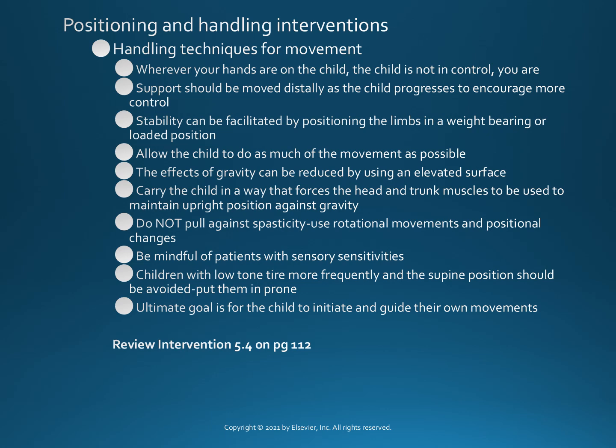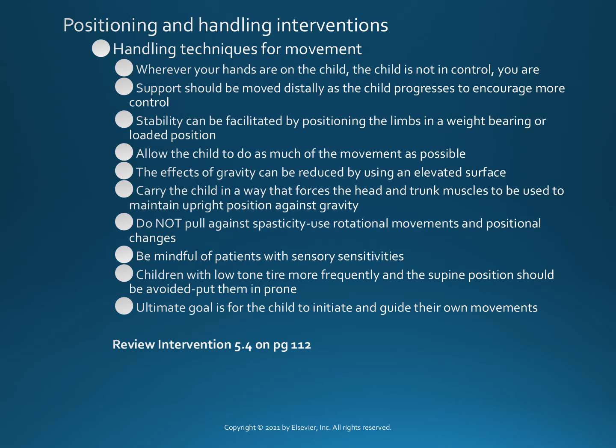Stability can be facilitated by positioning the limbs in a weight-bearing or loaded position. We want to allow the child to do as much of the movement as possible. The effects of gravity can be reduced by using an elevated surface. So instead of having a child in supine where the effects of gravity are maximal on head and trunk flexors, we can put them on a wedge to decrease that effect of gravity and help promote strengthening in a range that they can move through.